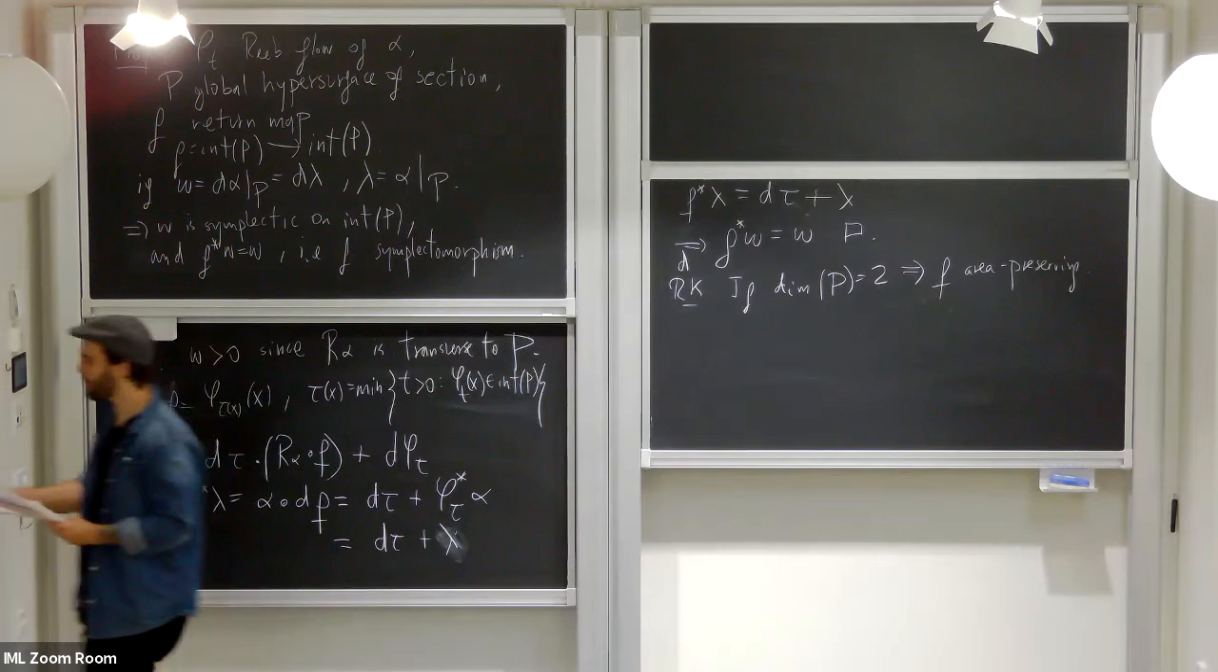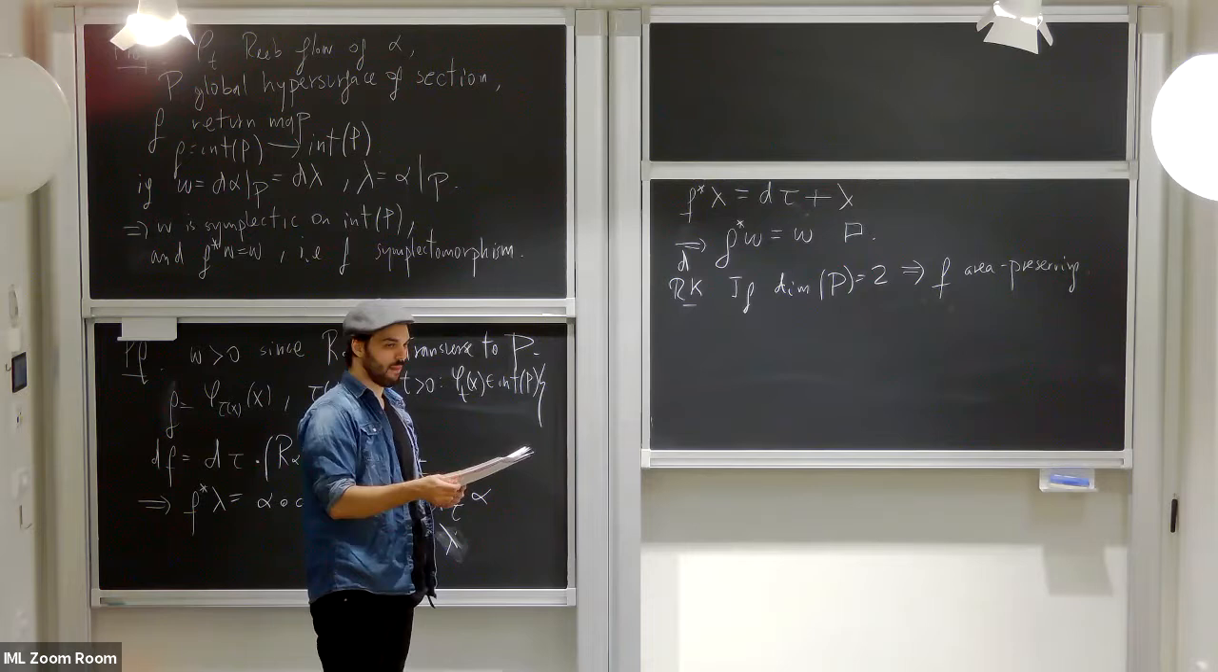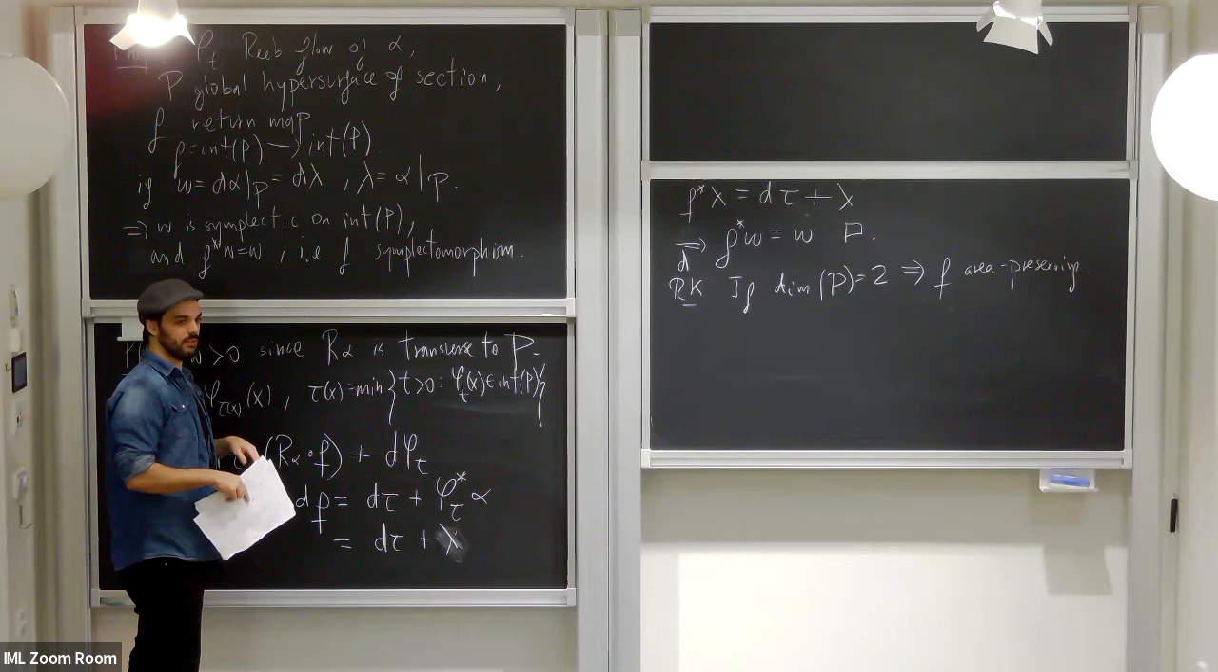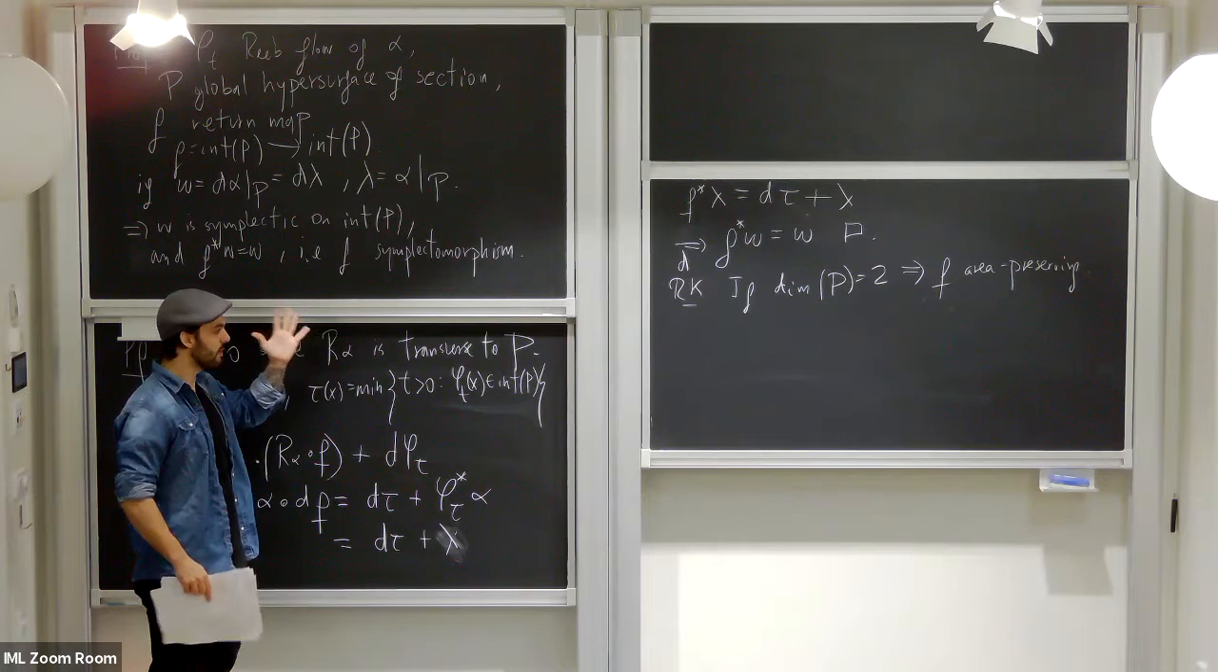What's wrong in the interior? So in the interior, the problem is that the ray direction becomes tangent to the boundary. So in principle, the alpha has a kernel at the boundary. So the ray direction is precisely the kernel of the alpha. So interior is a point where the ray flow is transverse. Exactly. So at the boundary, the ray direction, the boundary by definition, is invariant under the ray flow.